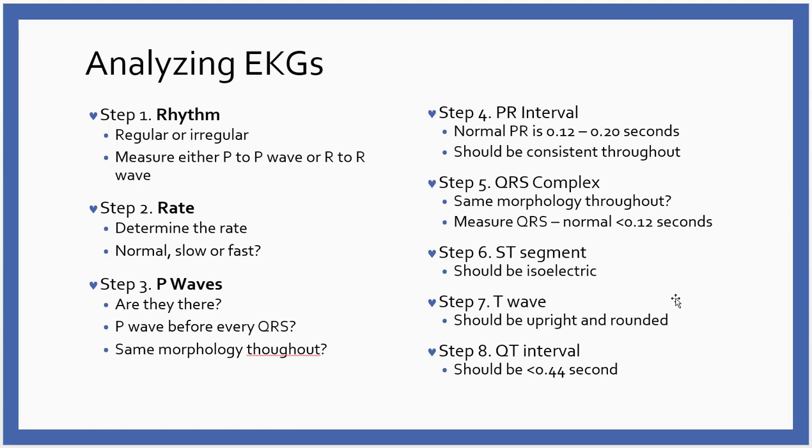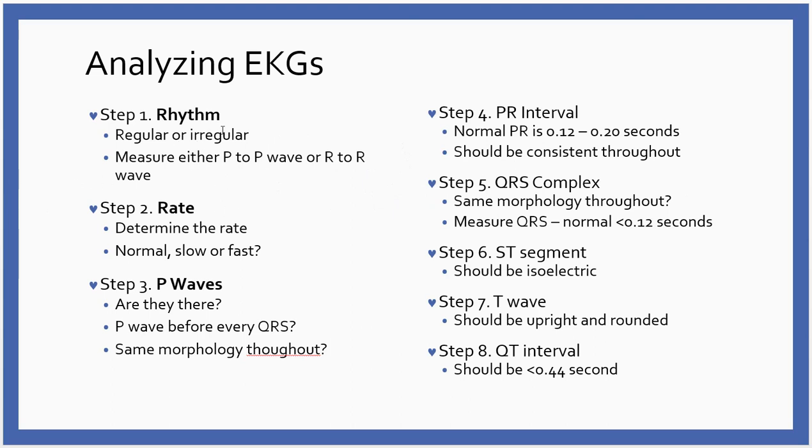So step 1 and step 2 are interchangeable. We're going to use this algorithm to go through strips. Step 1 is rhythm. We're going to determine whether the rhythm is regular or irregular. And I'm going to show you how to do that. Basically, we're going to look at either P to P interval or R to R interval, and we're going to march it out and make sure that there's a consistent interval through the whole strip.